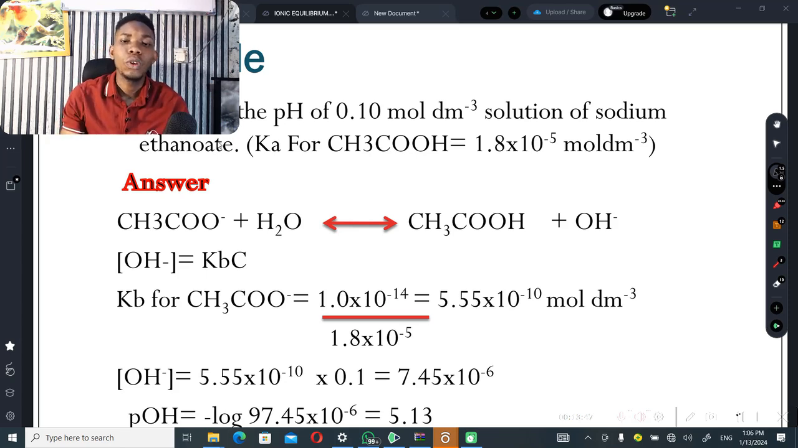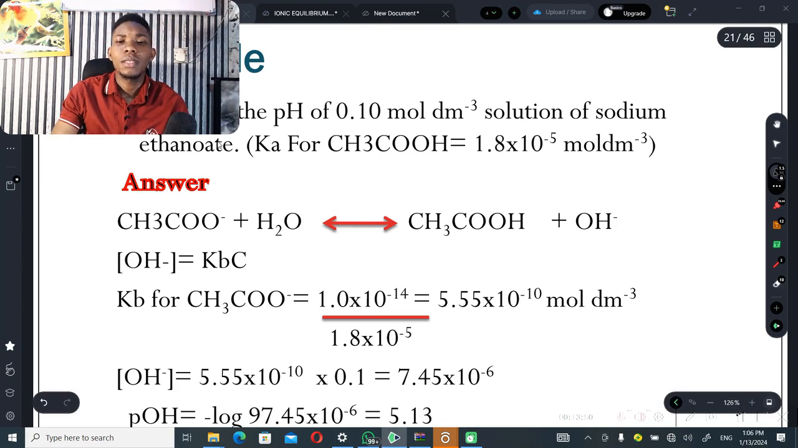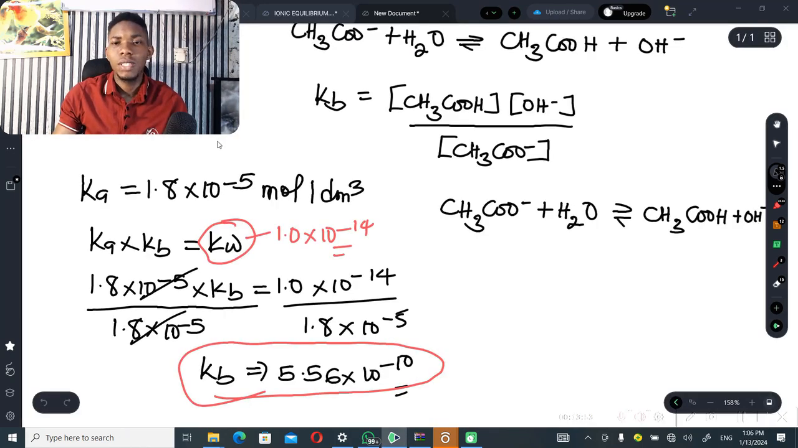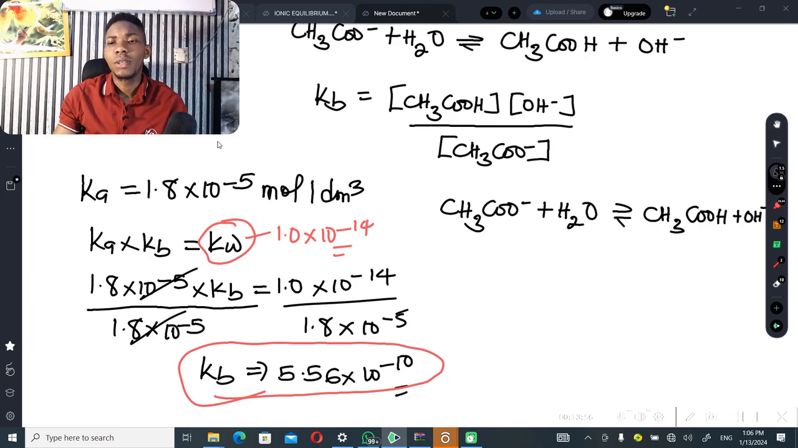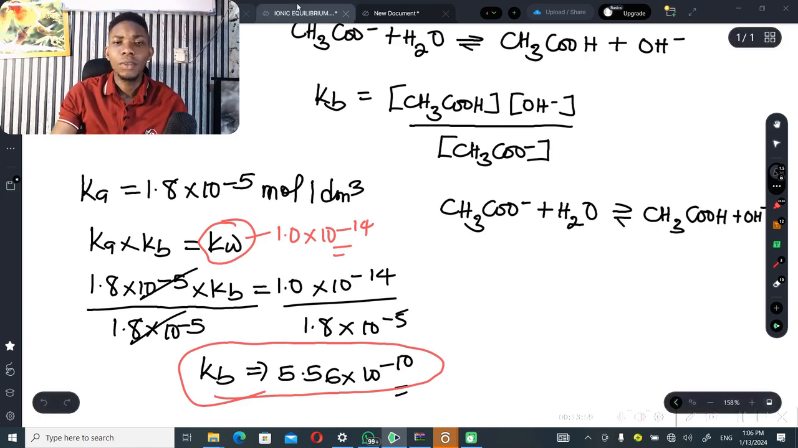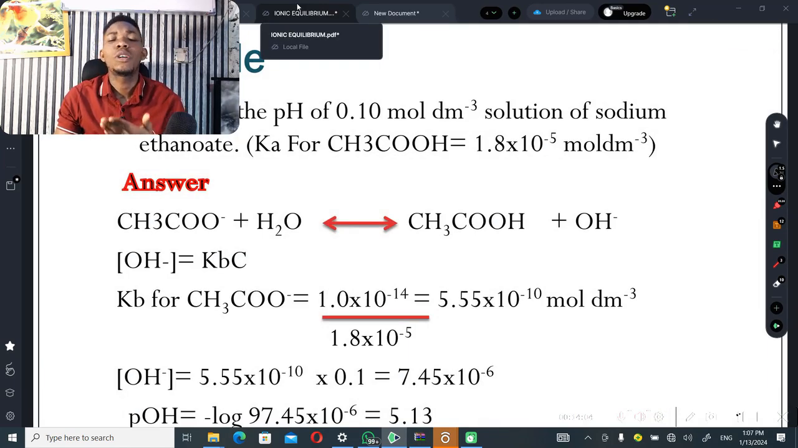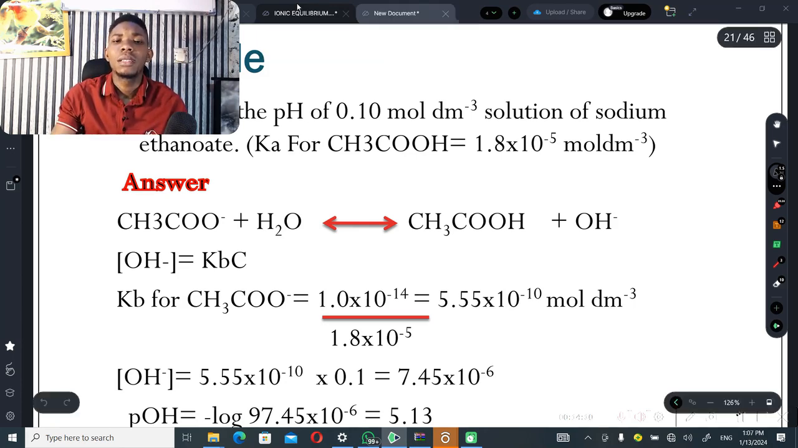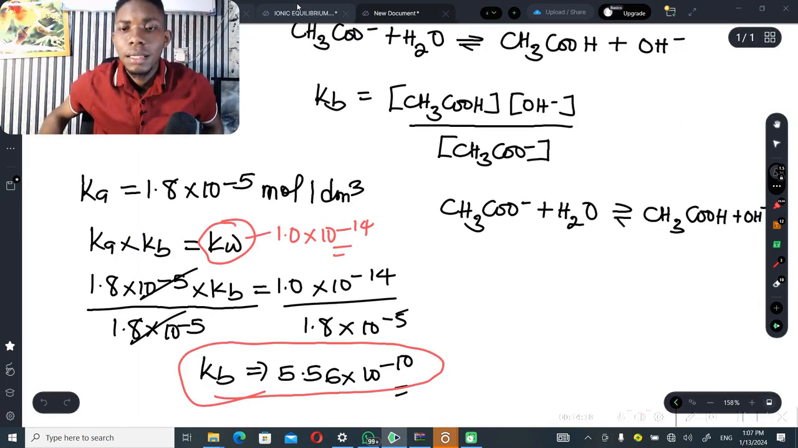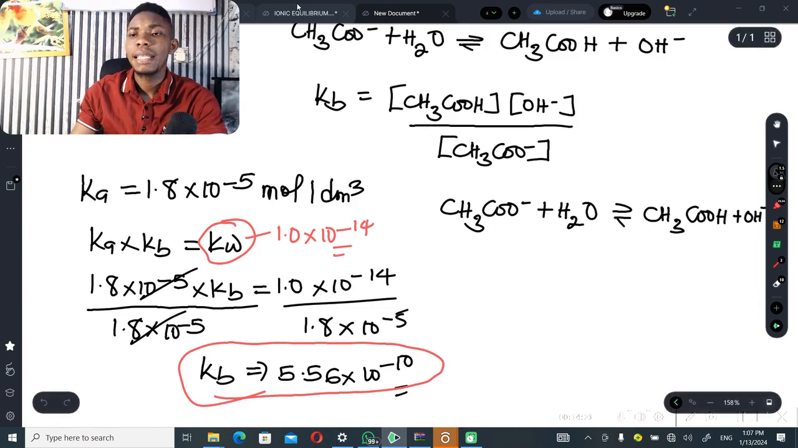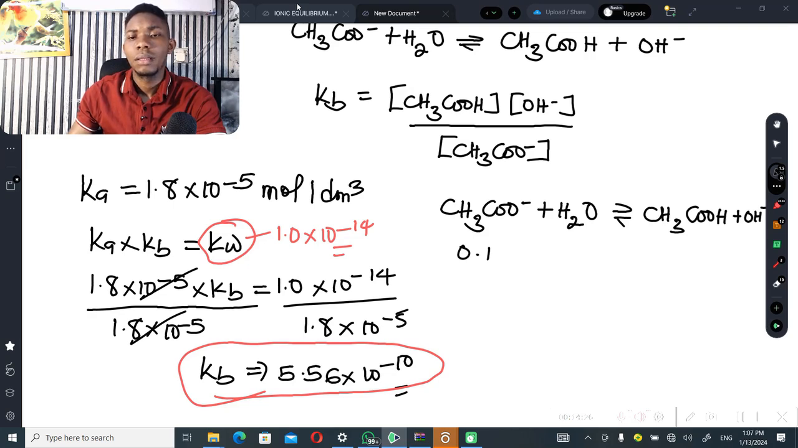Now my dear students, what do we do now? Let's take it to the equilibrium constant expression. From what we know, we said acetate ion plus H2O gives us this. Now, initially, what is the amount of acetate ion given in the question? 0.1 mole per dm cube of sodium ethanoate. Is that okay? So we can come here and input it and solve with that. So at the initial time the reaction started, here is 0.1 mole per dm cube.